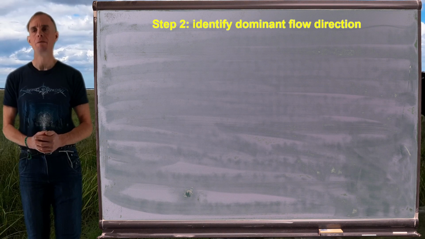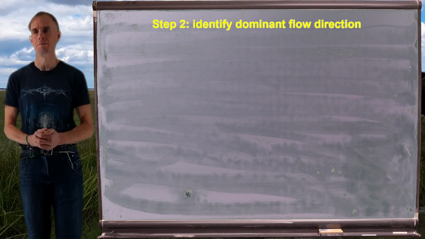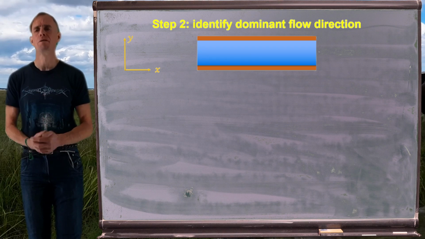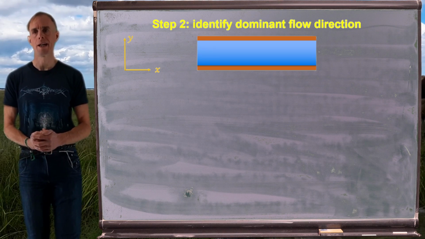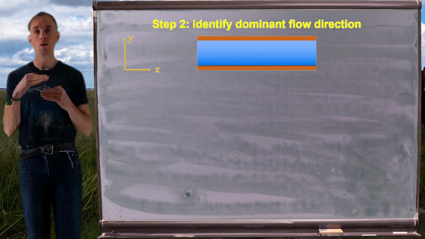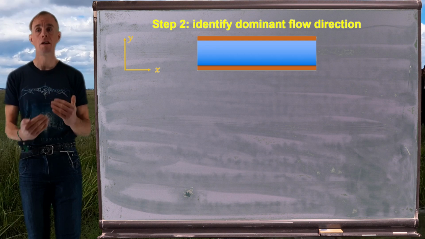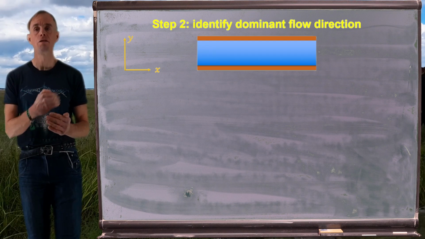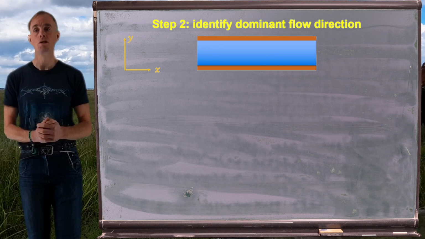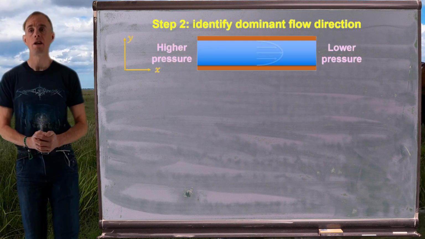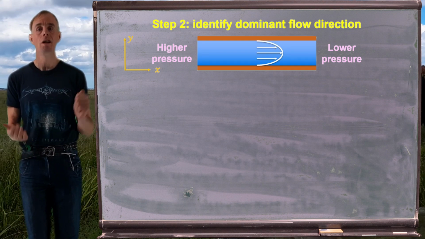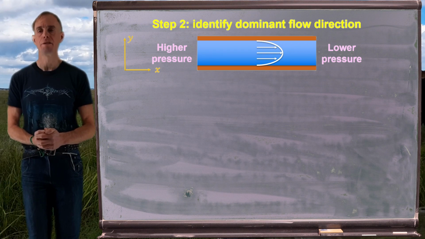Let's look at step 2, identifying the dominant flow direction. What we're going to do now is draw a diagram. And diagrams are really powerful when it comes to solving fluid mechanics problems. So I'm going to draw a simple diagram of flow in between two parallel slits in a Cartesian coordinate system. So I've got the x direction running along the length and the y direction being the height between the two slits. And I'm going to say my flow is being caused by movement from a higher pressure on the left-hand side to a lower pressure on the right-hand side.